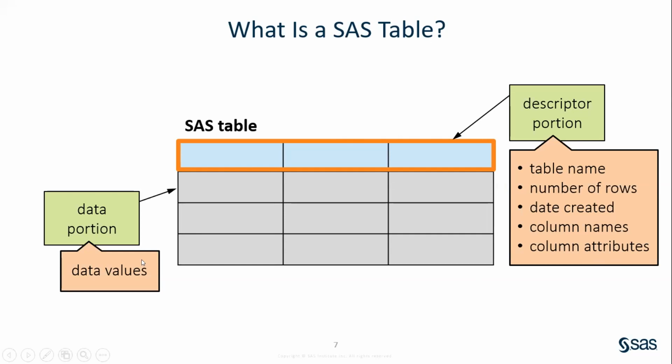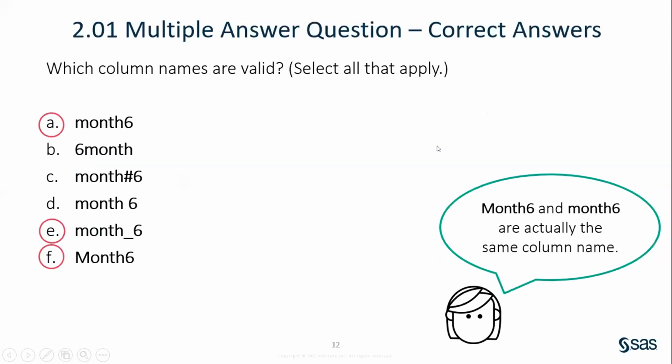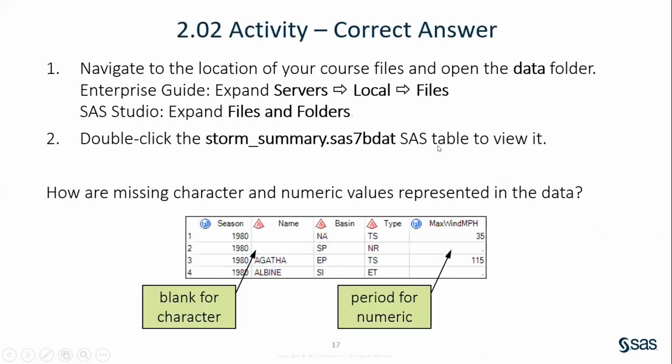Whereas what is a data portion? It's nothing but the simple values which we observe, called the data portion. The descriptive portion is about the table and the column information. So this is called the descriptive portion. And if you want to see the details of the descriptive portion, we got introduced to PROC CONTENTS, right?